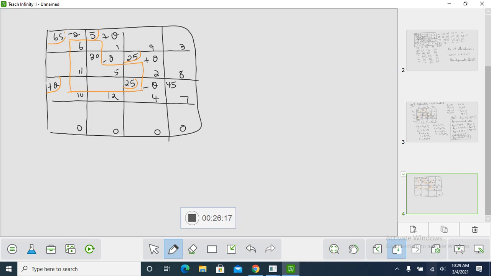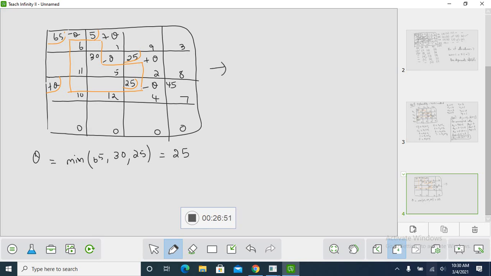So now let us take theta. Our theta will be the minimum of the values in the grid so that nothing becomes negative. So the minimum of the negative values is either 65, 30 or 25. The minimum of 65, 30 and 25 is nothing but 25, right? Now we will add these appropriate values to the table.